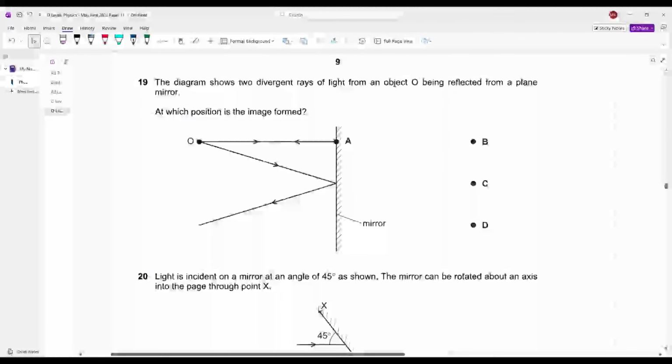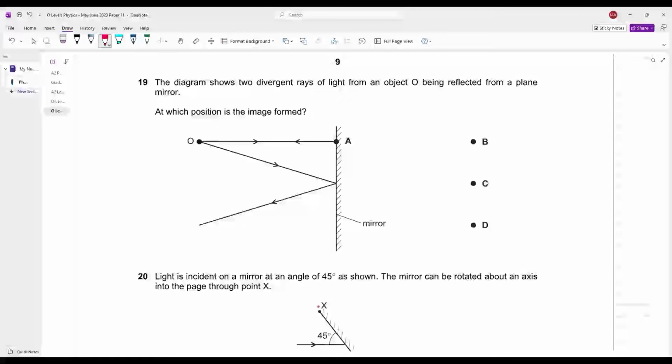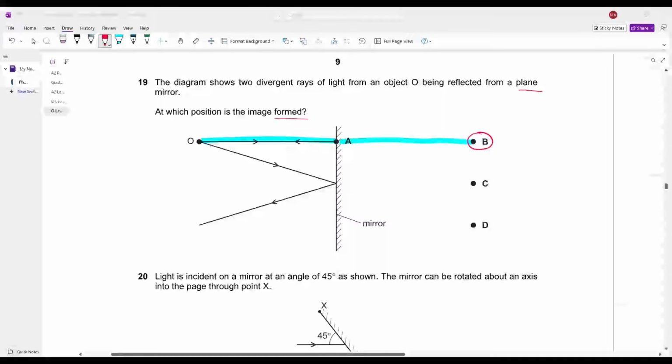अच्छा जी, आगे बढ़ते हैं। The diagram shows two divergent rays of light from an object O being reflected from a plane mirror. Plane mirror है बेटा। प्लेन मिरर में अगर आपका ऑब्जेक्ट यहाँ पे है, what will be the position of the image? What did I tell you? The perpendicular distance between the object and the mirror is same as the perpendicular distance between the image and the mirror. B is your answer. Simple. 19 का आंसर is B.